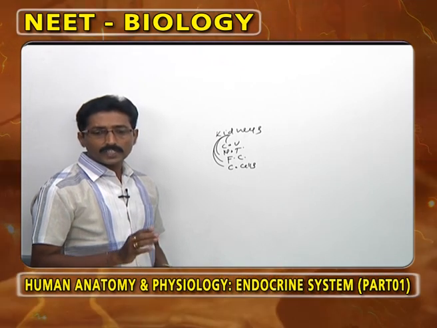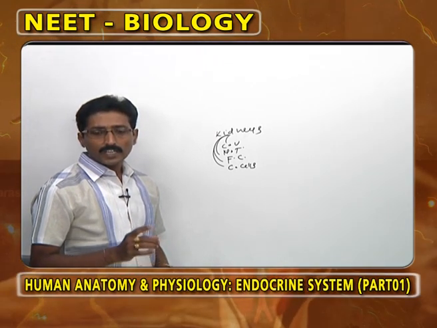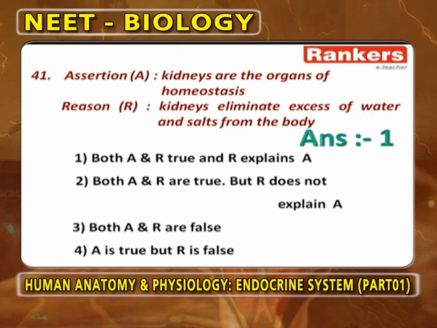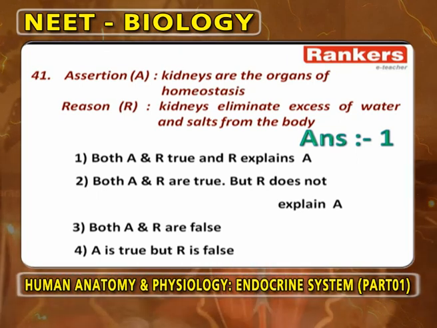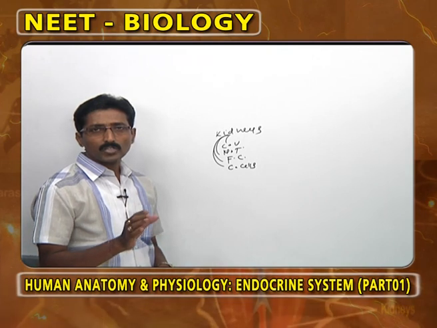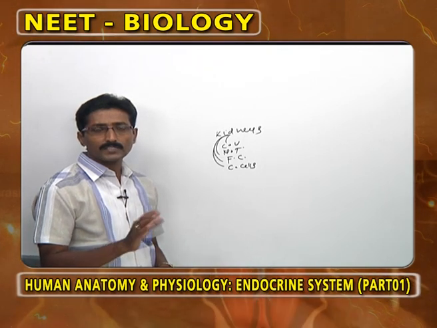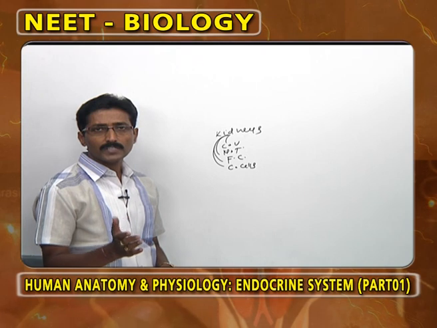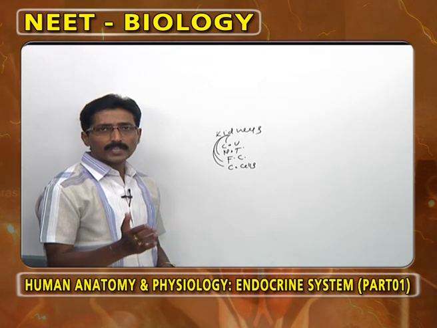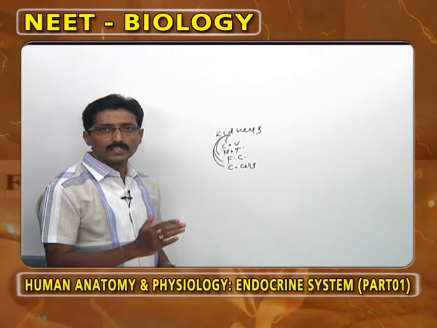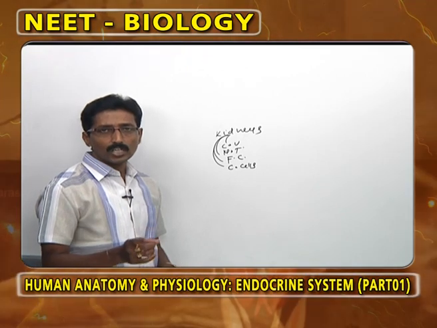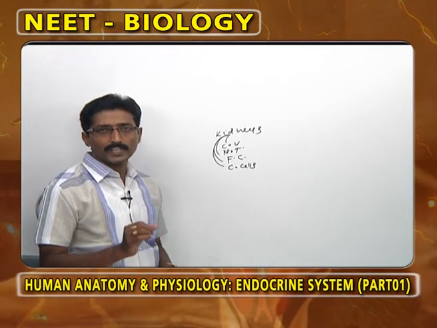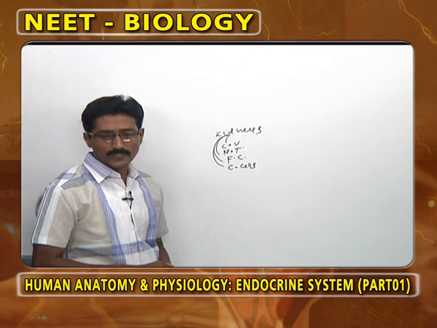Second one, reason: kidneys eliminate excess water and salts from the body. So what is meant by homeostasis? To maintain water-salt balance. It means the kidneys remove excess salts and water from the body fluids. Now both are correct, and the reason explains the assertion. Now we go for the next question.